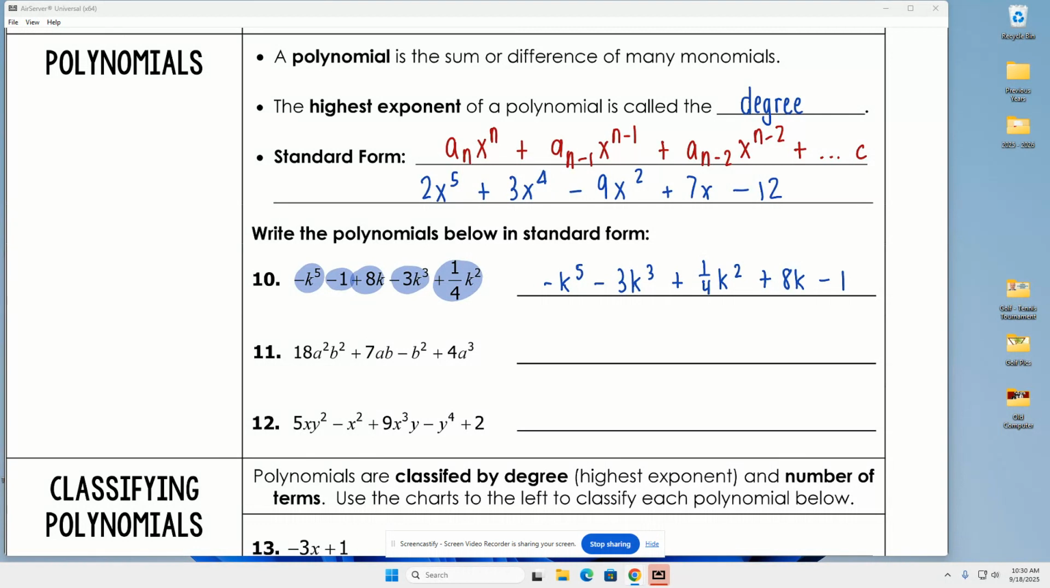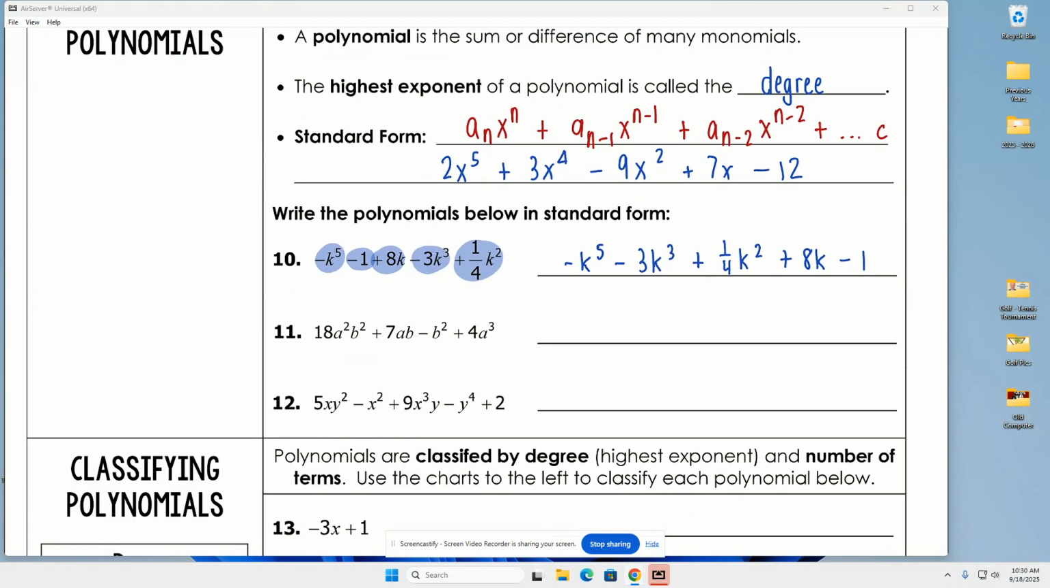This is easy. Now, number 11 might be a little bit trickier because it has how many variables? So we think alphabetically. Which one comes first, A or B? Then we're going to start with our biggest A exponent. Where's my biggest A exponent?